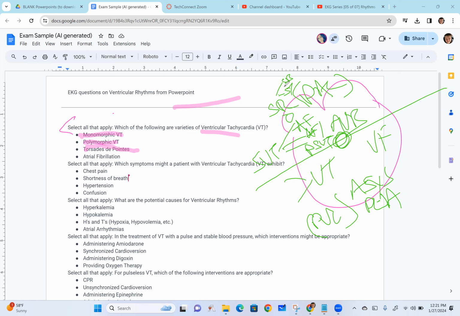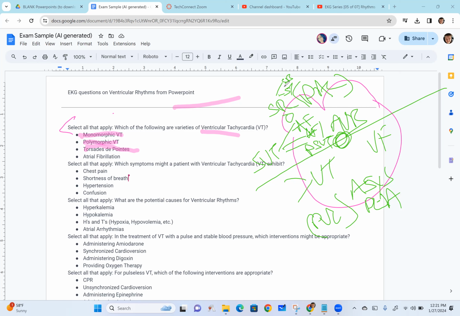And these could be reworded any other way, right? What's another way to say confusion? Altered. What's another way? Comatose. Another way? Stupor, somnolent, right? They're sleepy. These are all ways to say they are confused in some sort, right?